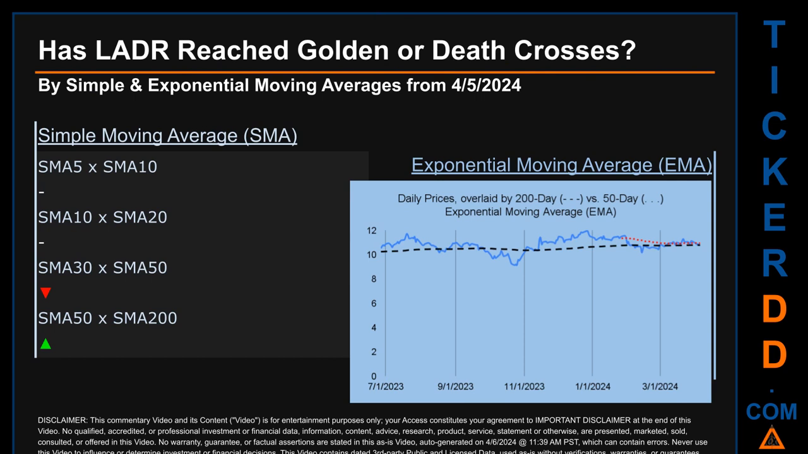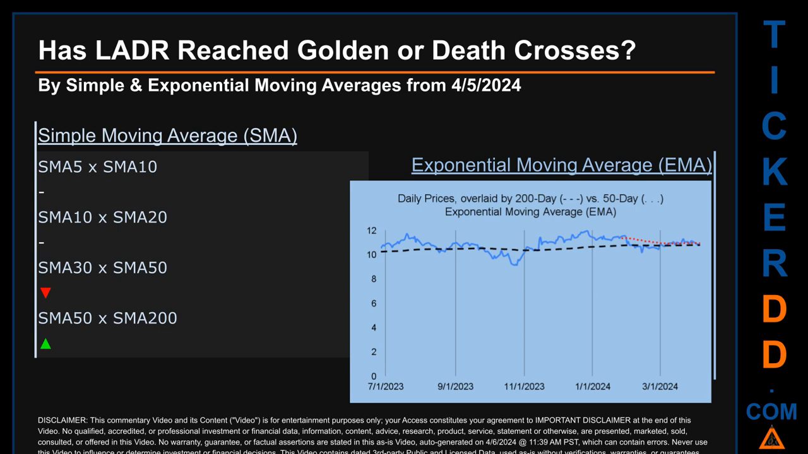Has LADR price reached golden or death crosses? Golden cross and death cross are basic signals that compare average prices across two specified trade day ranges, a short-term versus a long-term range. For example, 5-day versus 10 trade days. Essentially, a golden cross is a bullish signal. It appears when a ticker's short-term moving average crosses above its long-term average. Vice versa, a death cross is a bearish signal when the short-term crosses below its long-term moving average.